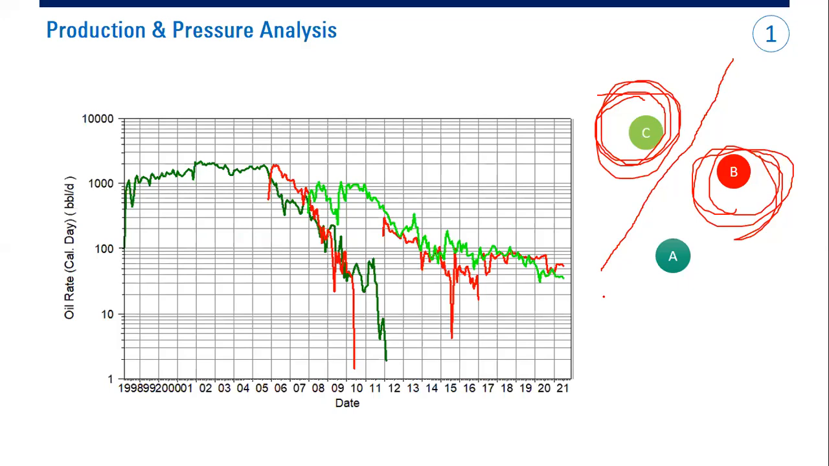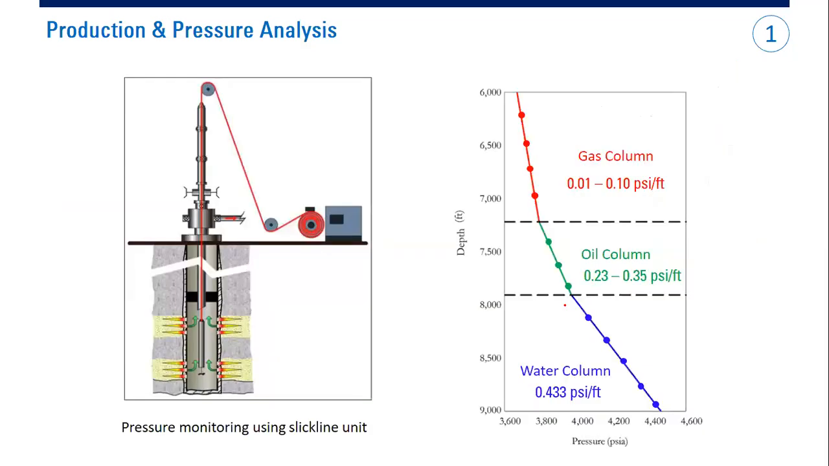So this kind of analysis you should do when you become a new engineer, a junior engineer. It's quite interesting actually, because from this kind of analysis you start to learn how to know your well, how to be acquainted with your reservoir. And not only the production, you need to analyze the pressure profile, the pressure behavior of your reservoir.